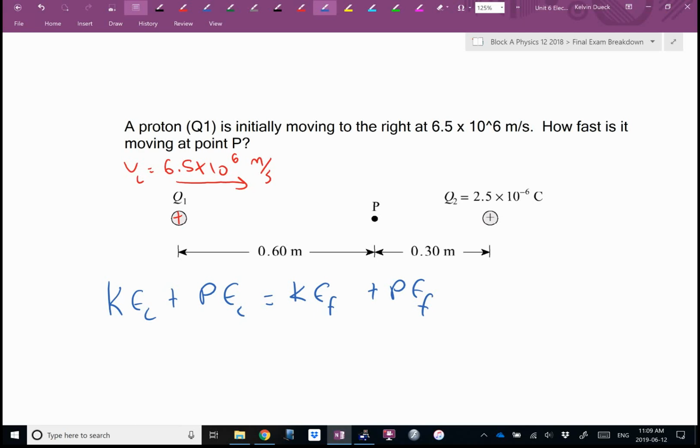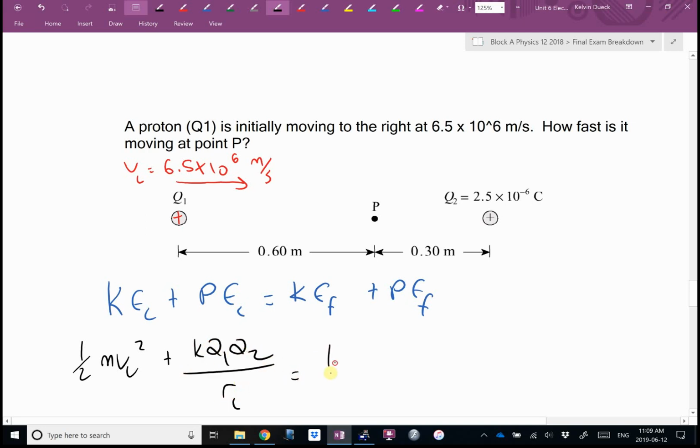Out at infinity. I can make the question be easier but look harder by having this proton start all the way out at infinity, because then you'll be able to cross one of these out. Here you can't cross any of them out. I'm just going to do the next line. It would be a half m v initial squared plus, oops, I almost did gravity, k q1 q2 over r, not r squared, initial, equals a half m v final squared plus k q1 q2 over r final.